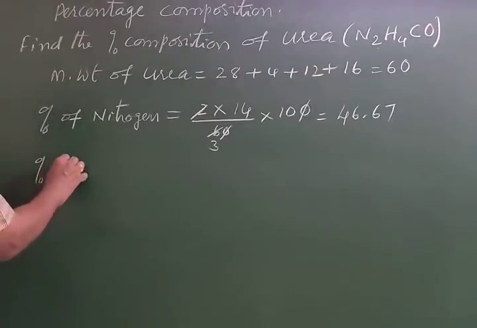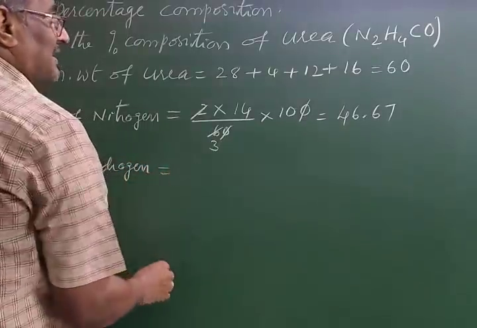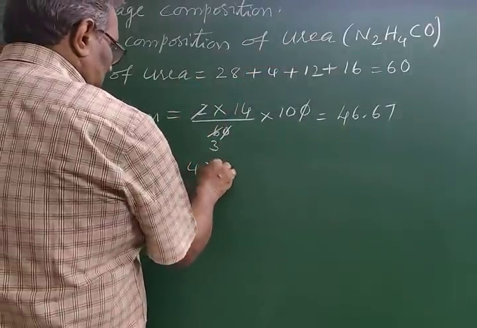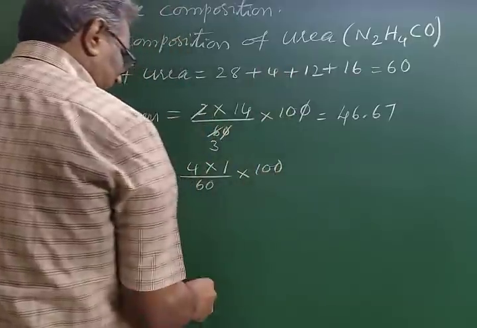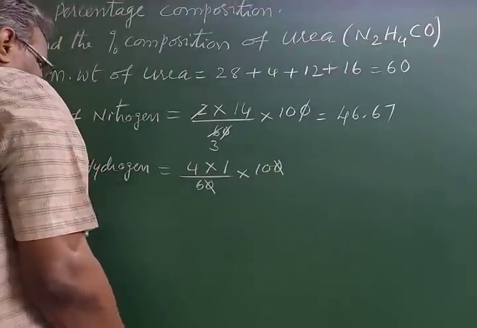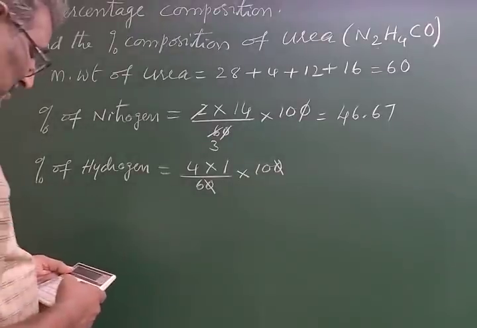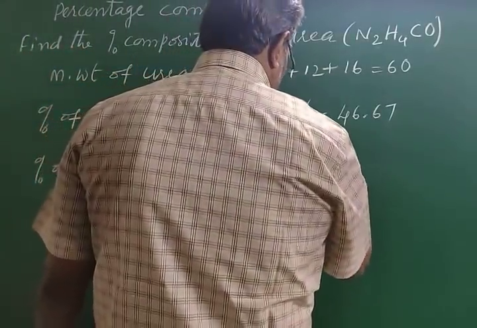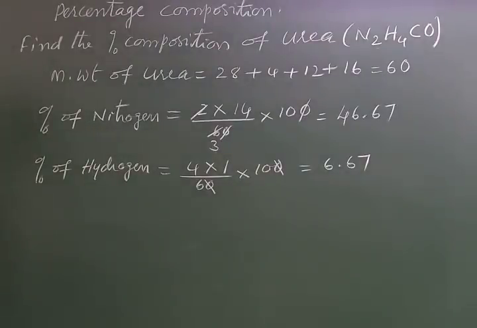What is the other element? Percentage of hydrogen. The other element is hydrogen. Percentage of hydrogen is 4 into 1 by 60 into 100. That is 400 by 60, 40 by 6. That is equal to 6.67. 6.67%. Actually 6.666. We get 6.67%.